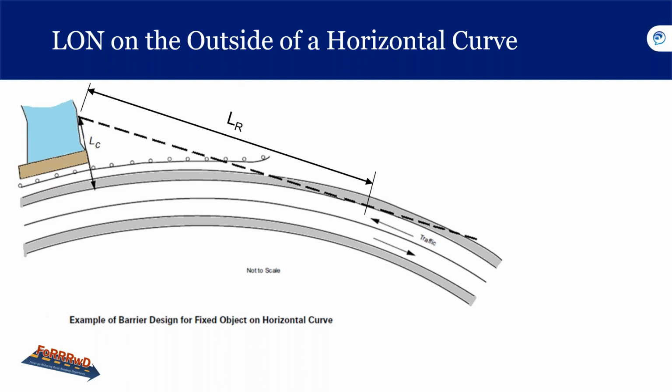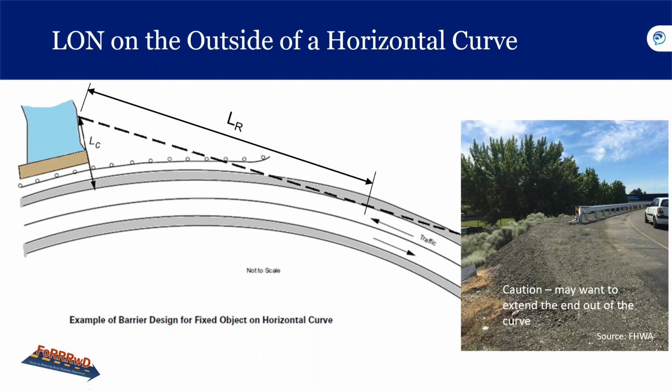It says, since guardrail terminals pose a greater risk than a standard run, and since many roadway departures happen on curves, it may be more desirable to extend the guardrail around the curve in some cases. So even though your object is here, we want to continue the barrier all the way through the curve. So you don't end it there. You may want to extend the end all the way out to the end of the curve.